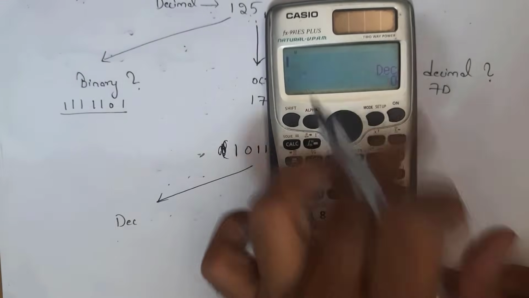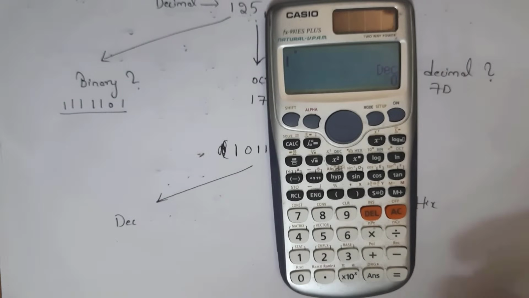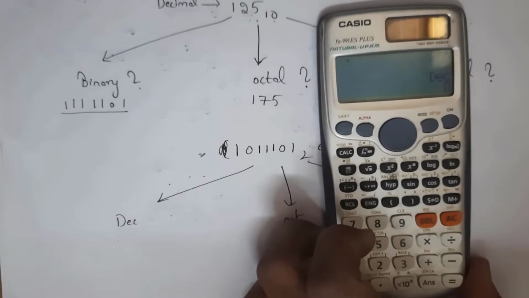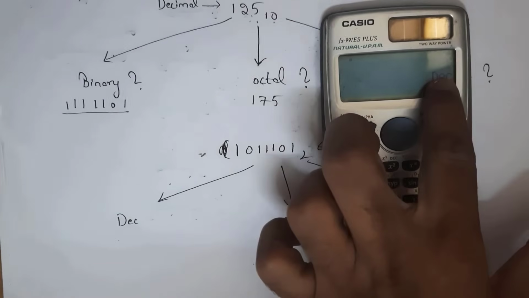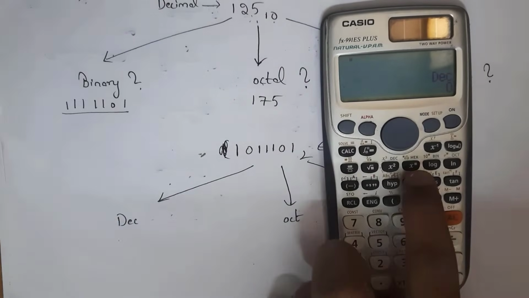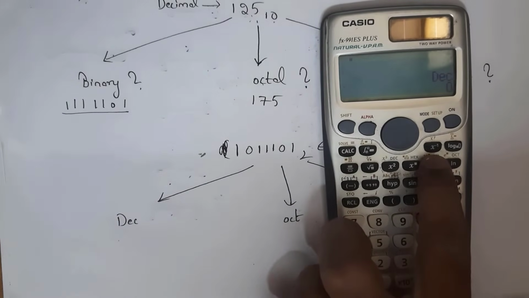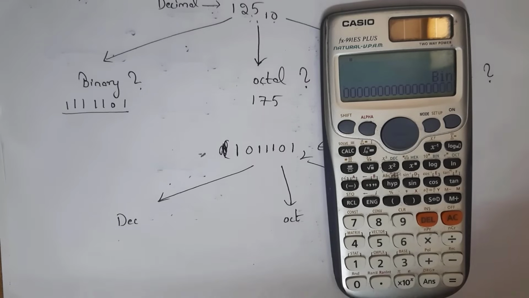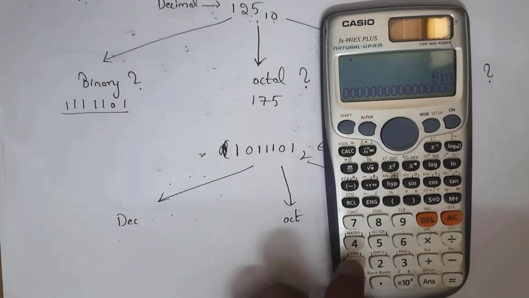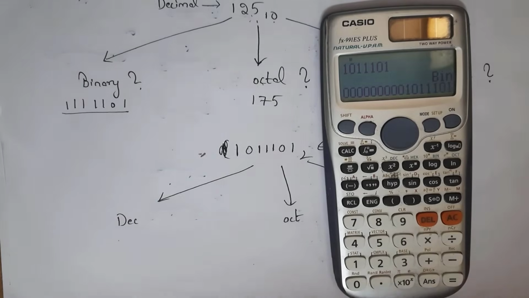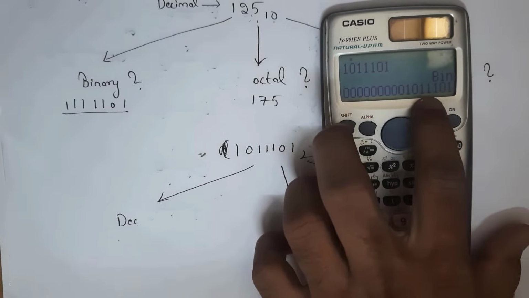Here by default it will show decimal. But I want to convert binary number into decimal. So here you need to select binary. Here you can see option binary. Click on it. So now it will show binary. Enter binary number that is 101101 and press is equal to. Here you can see number 1011101.